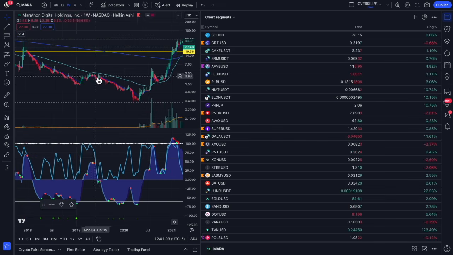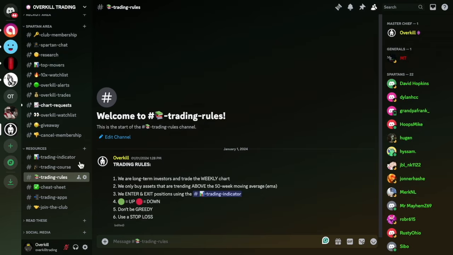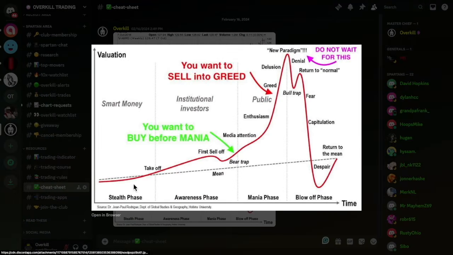You want to identify when the trend shifts. The trend shifts when we break out, right? That takeoff phase that I was talking about. Boom, takeoff. You've got to identify it. You know what this is right here? This is the mean. This is the average. Remember I was talking about the yearly average price? That is the mean. We want the breakout above the mean and the pullback into it.